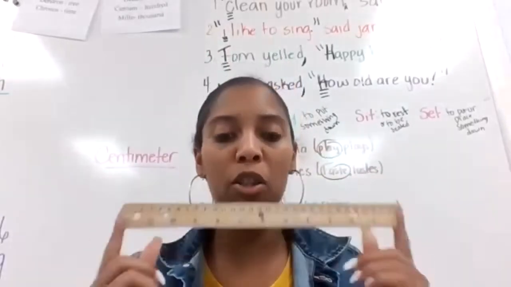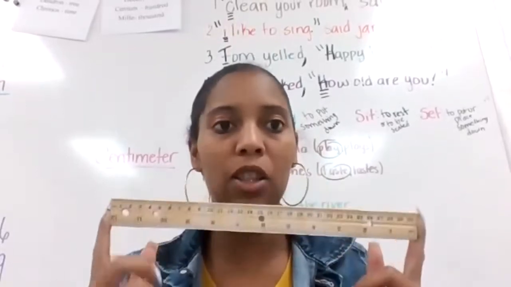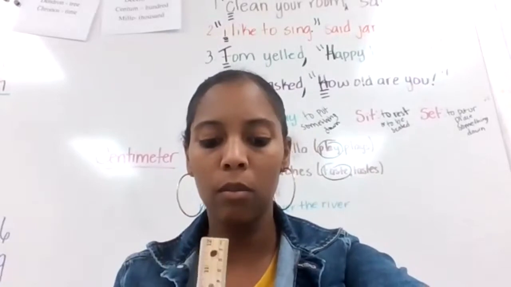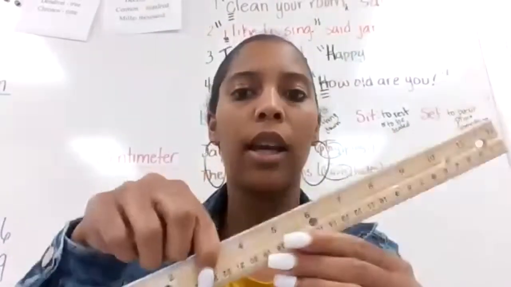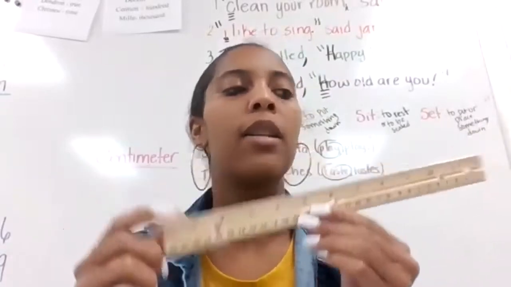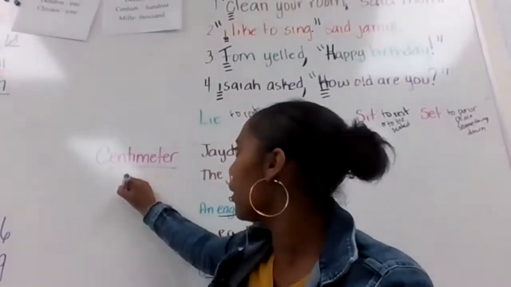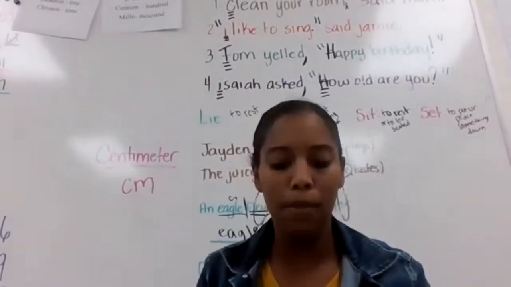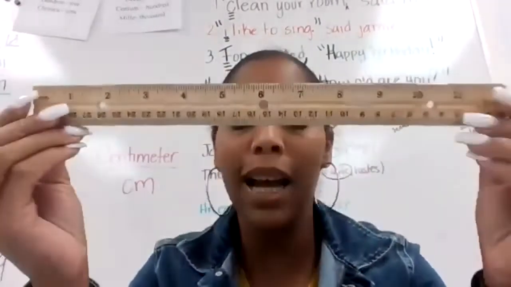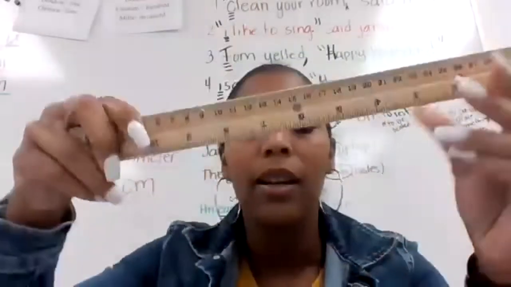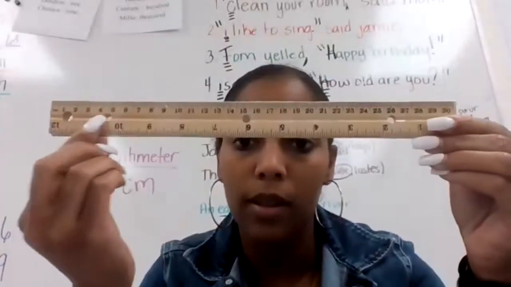It's important that you pay close attention to what it's asking you to measure with, whether it's inches or centimeters. Whenever it has cm, that means centimeter. Centimeters are smaller than inches. You have your inches side all the way to 12, then your centimeter side, which goes all the way to 30 centimeters.